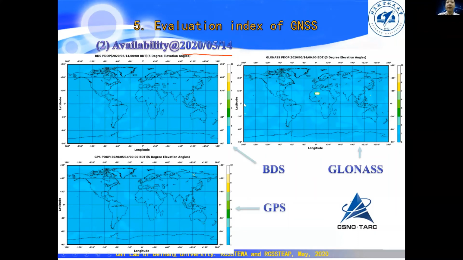Okay. The lower the number, the better. This is the DOP, I think GDOP and PDOP distributions. The lower level is better, and the upper one is bad. So you may see from this picture that BDS and GPS have similar availability. GLONASS is a little bit worse than that. So this is availability shown for this May.